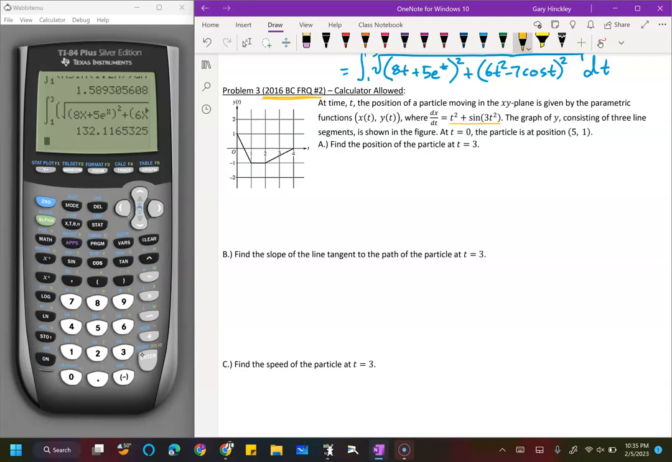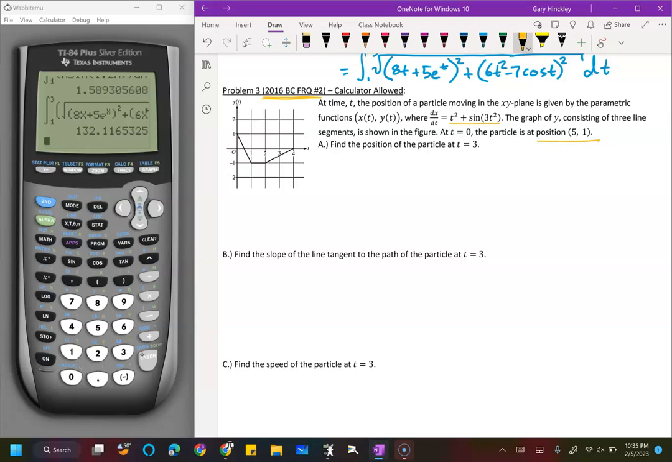At time equals 0, the particle is at position (5, 1). All right, so that's going to be important to know. It says find the position of the particle at t equals 3.